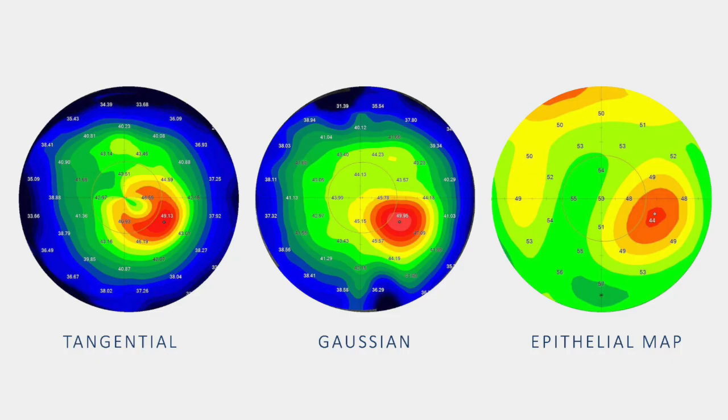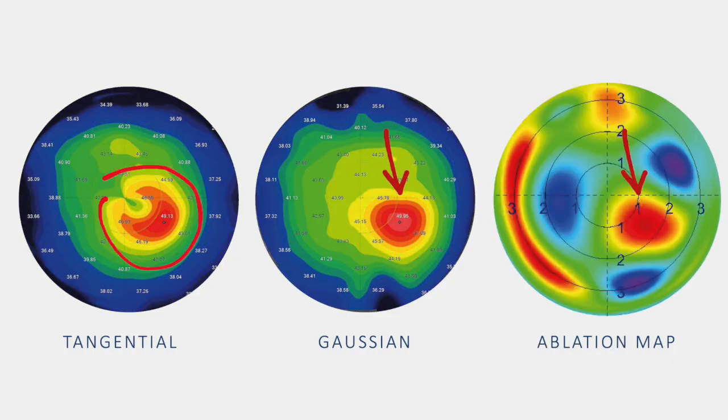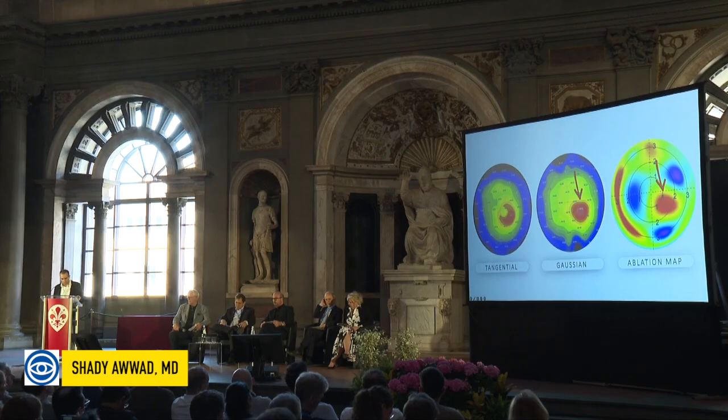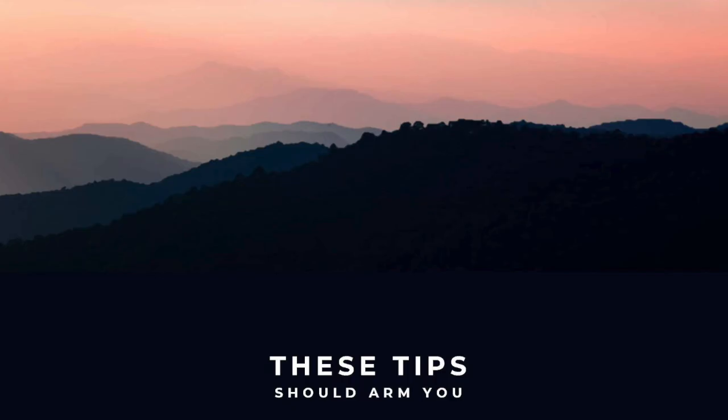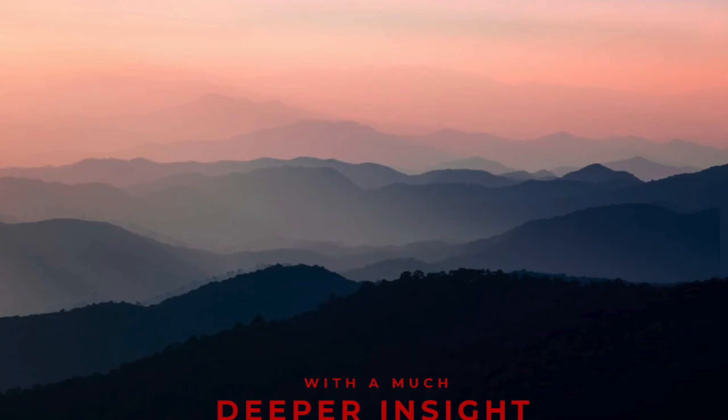And if you look at all these, the ablation is dampened down to the Gaussian, not even the tangential, the laser ablation, because the laser always thinks where the cone is and puts its pulses on the cone. So it tells you where the real cone is. So that's it. With these tips, hopefully this should arm you with deeper insights. Thank you so much.